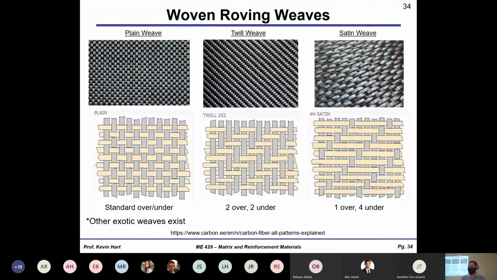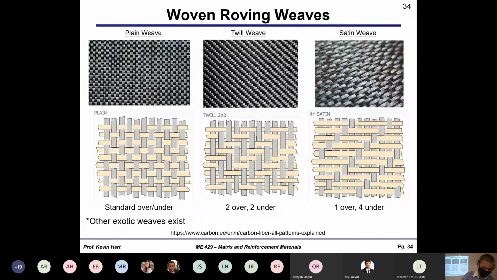Some examples of woven roving weaves, or what some people might generally refer to as woven materials for simplicity's sake. The three most common, and the three that you should be aware of and might get tested on in the future, would be plain weave, which is just this basic over, under kind of weave that is what most of your shirts are probably made of. It's very simplistic. You have a twill weave, in which you could have something that goes like 2 tows over, 1 tow under, 2 tows over, 2 tows under, and so on and so forth.